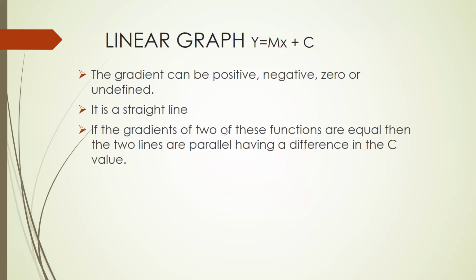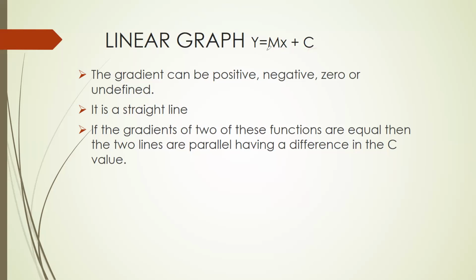If the gradients of two of these functions are equal, then the two lines are parallel, having a difference in the c value. This is very important. If the gradient is 5, y is equal to 5x, and you change the c value, then those two lines are parallel. This is how you make parallel lines. You just have to make the gradient equal.